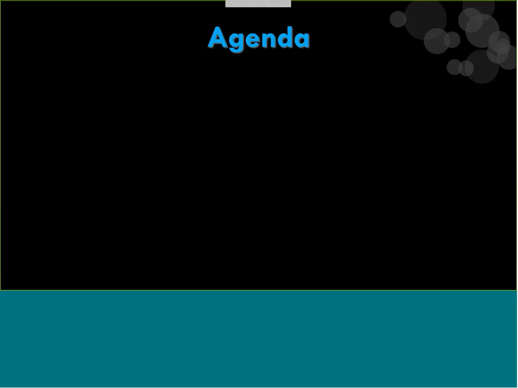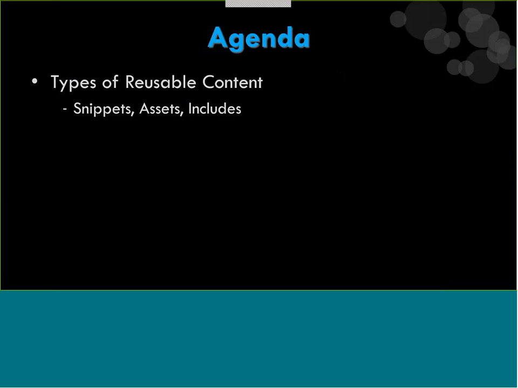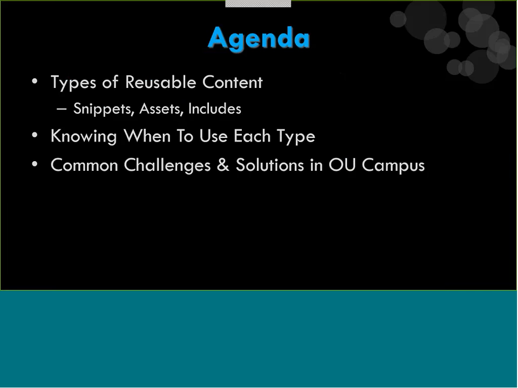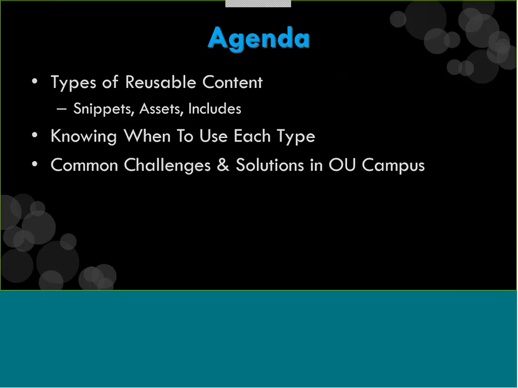Let us go ahead and get started. This is what we'll be covering today. First, we will talk about the different types of reusable content, which include snippets and assets. Then we also want to talk about when you want to use each type of reusable content, when it is appropriate, and some common challenges and solutions, and we'll do that inside OU Campus. Then we'll have a little time for some Q&A.